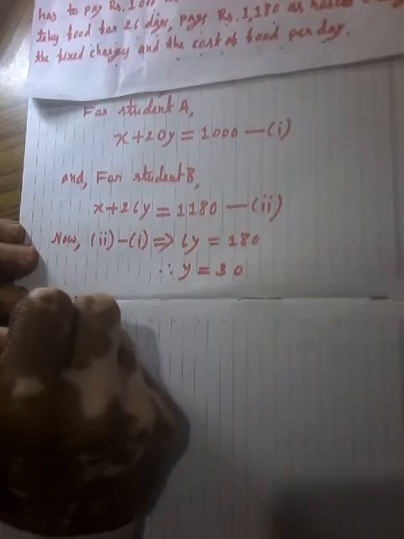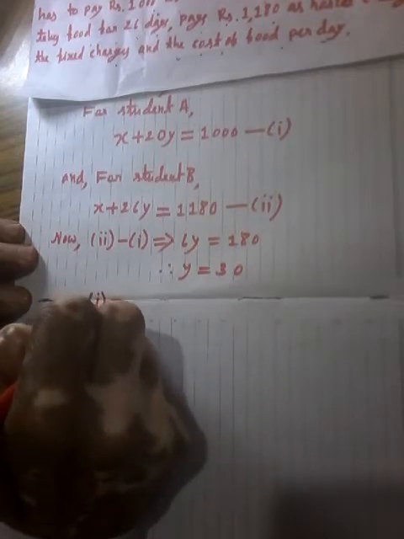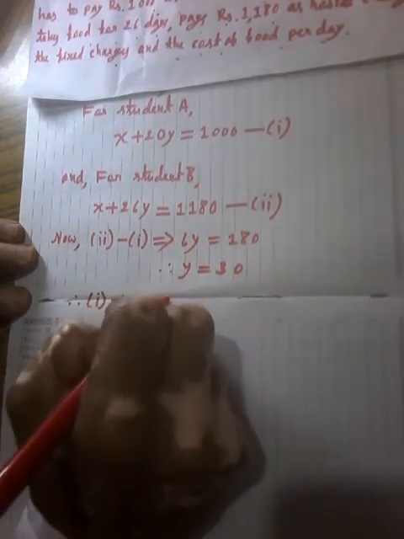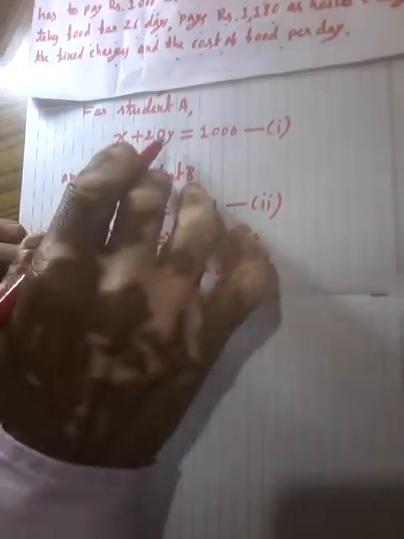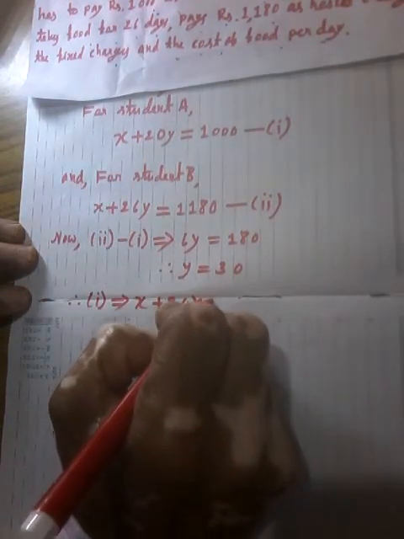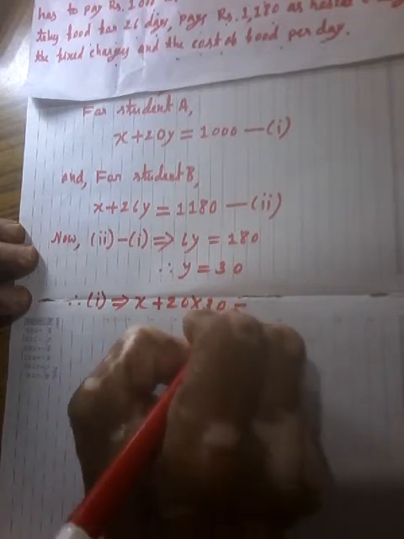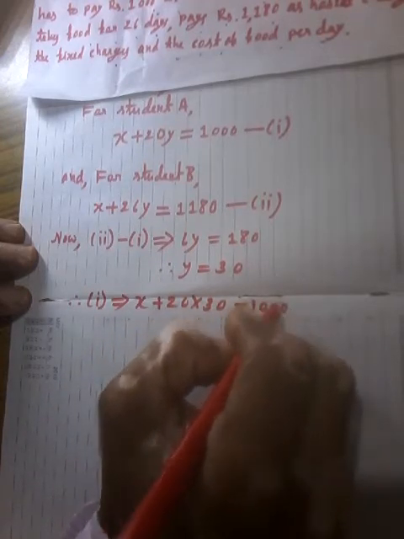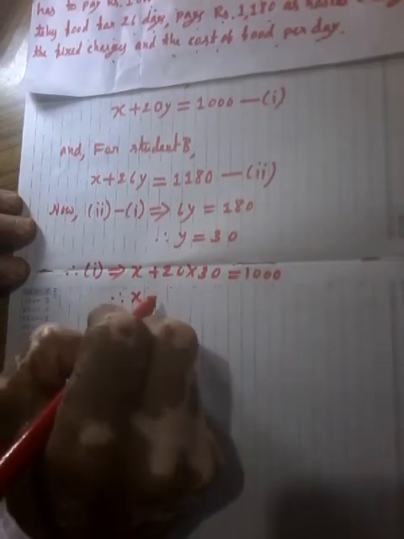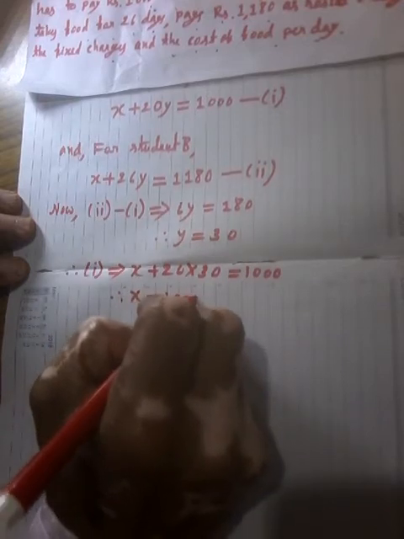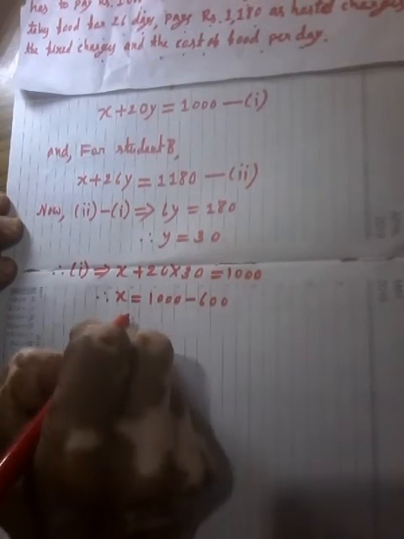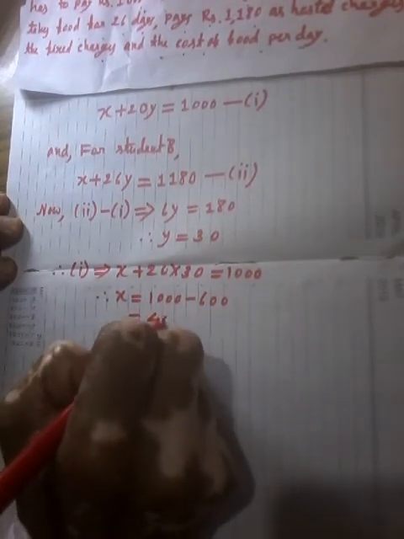Therefore 1 implies x plus 20 into y. In place of y we are going to write 30. x plus 20 into 30 is equal to 1000. Therefore x is equal to 1000 minus 600, which is again equal to 400.